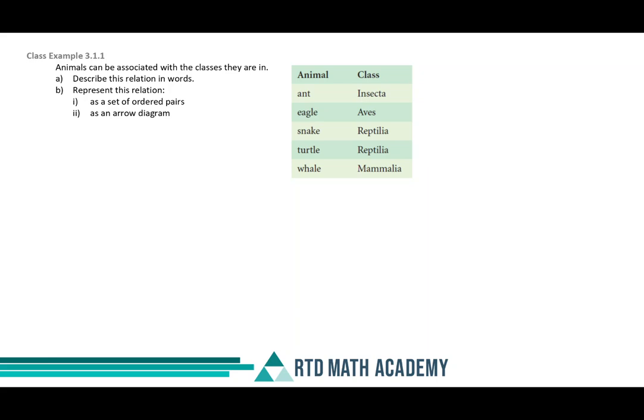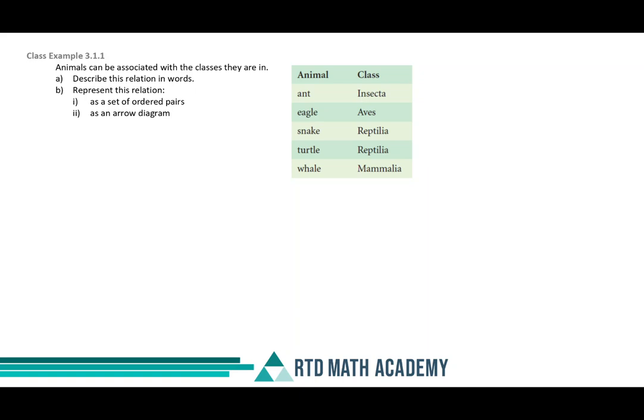Class example 3.1.1. Animals can be associated with the classes they are in. First thing we're going to do is describe this relation in words, and then we're going to represent it a few different ways. Now, first of all, we know that a relation is an association or some sort of relationship between two quantities or variables.